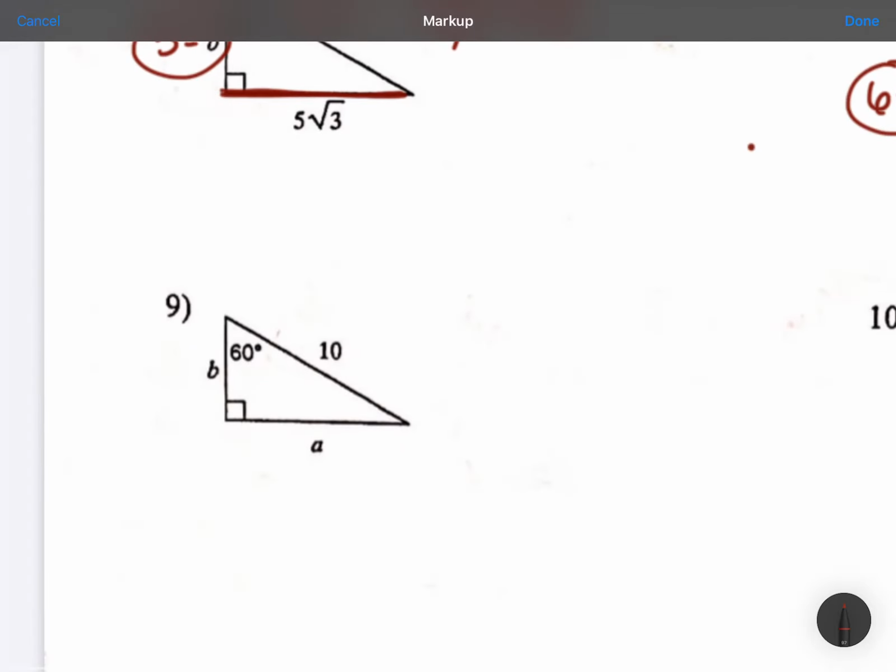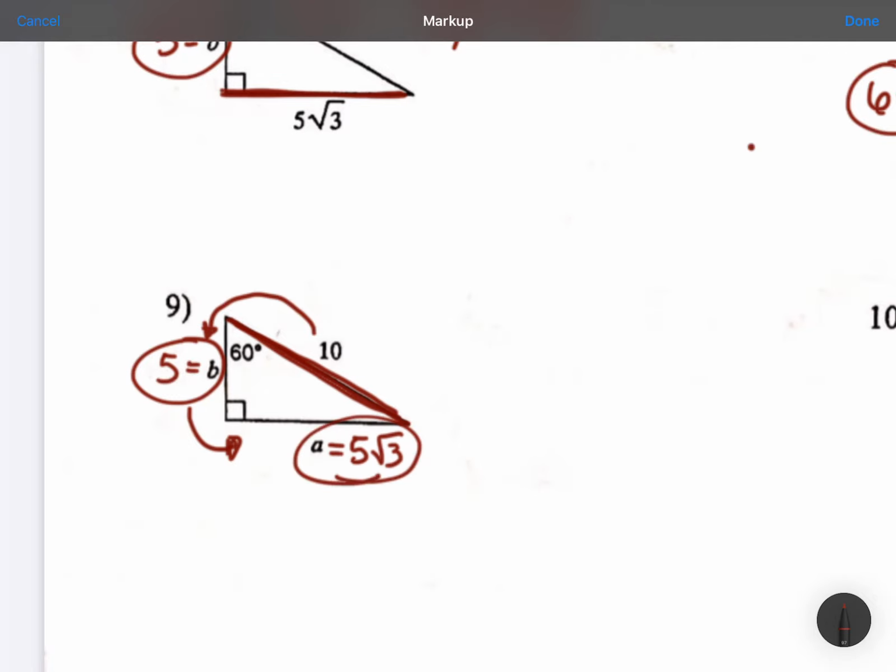All right. Hopefully you're pausing and unpausing, checking your work as you go. Number 9, they've given me the hypotenuse. So I love the hypotenuse or the short leg. So from hypotenuse to short leg, you take half of this. So b is 5. Now I can find my long leg by multiplying by radical 3. Short leg times radical 3.